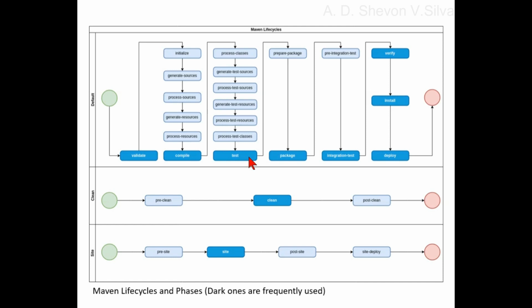Prepare package: perform any operations necessary to prepare a package before the actual packaging. This often results in an unpacked processed version of the package. Package: take the compiled code and package it in its distributable format, such as a jar.